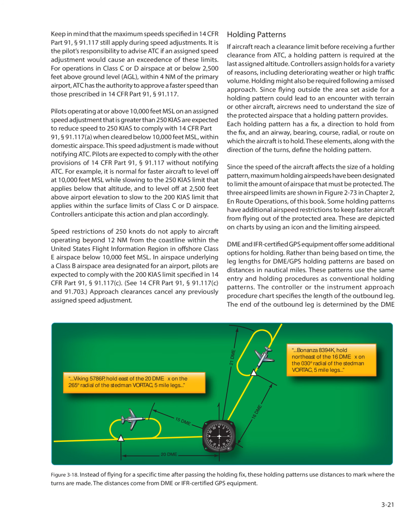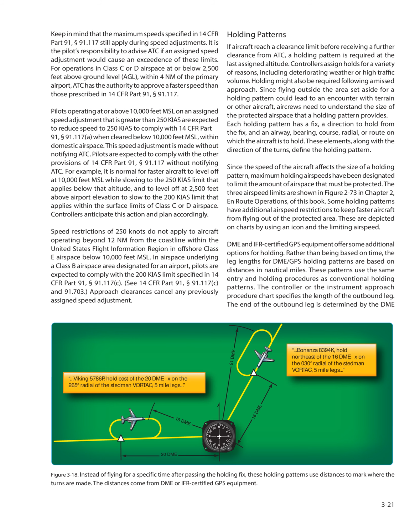Holding patterns. If aircraft reach a clearance limit before receiving a further clearance from ATC, a holding pattern is required at the last assigned altitude. Controllers assign holds for a variety of reasons, including deteriorating weather or high traffic volume. Holding might also be required following a missed approach. Since flying outside the area set aside for a holding pattern could lead to an encounter with terrain or other aircraft, aircrews need to understand the size of the protected airspace that a holding pattern provides.